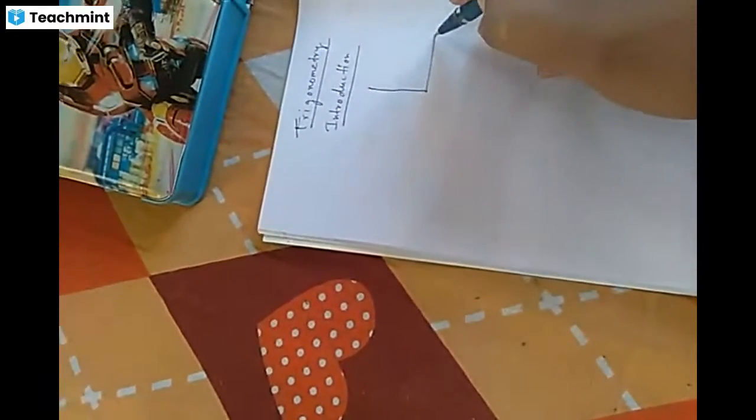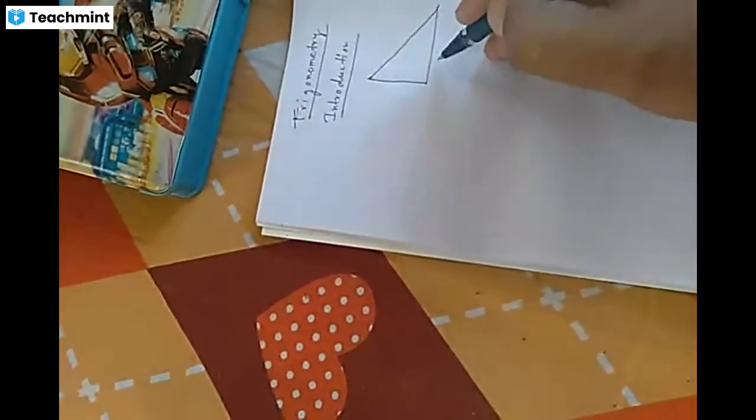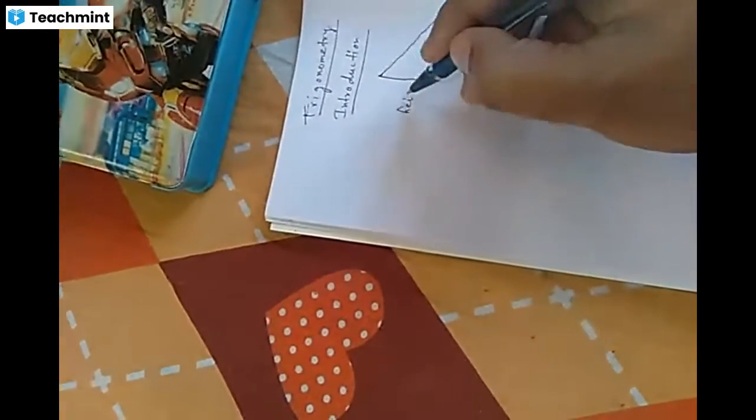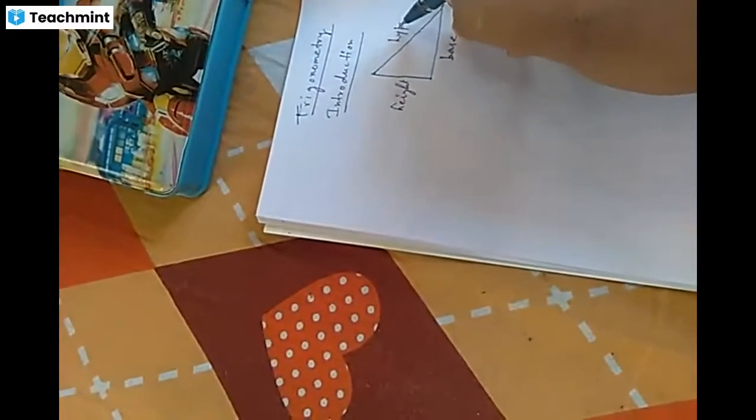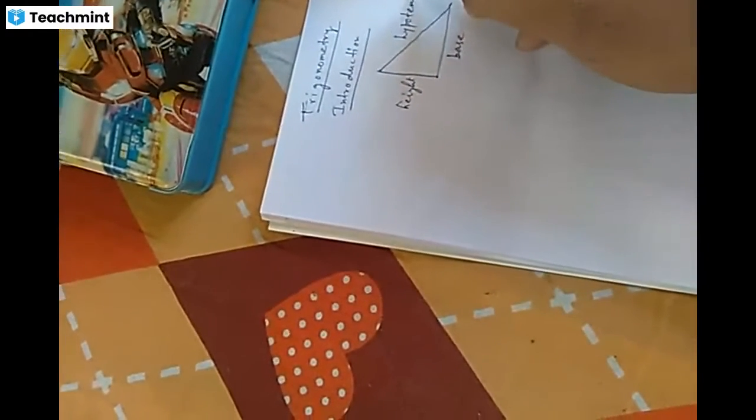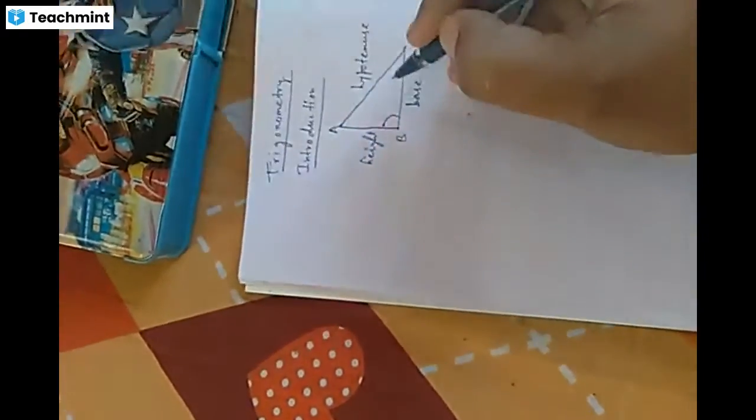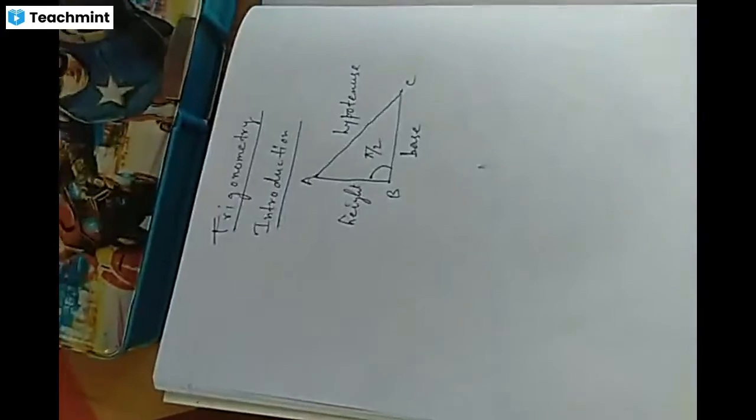Triangle, a right triangle. We know that in a right triangle there is a base, there is a height, and there is a hypotenuse. So take ABC as a right triangle, B is the right angle, pi by 2 or 90 degrees. Now we have some trigonometric functions.